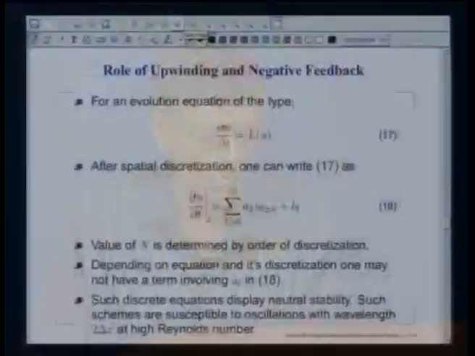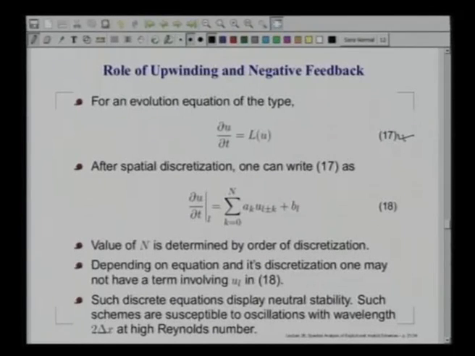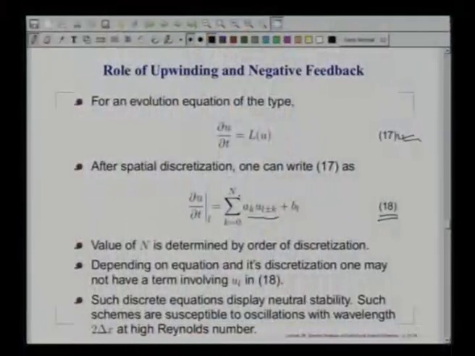Let us say we look at some kind of evolution equation like this, where L of u includes all the spatial derivatives. Then we can write down the spatially discretized scheme like equation 18, and you see there are all kinds of terms involved here. K goes from 0 to n, determined by the order of the scheme. We have seen that if we take a second order scheme we need 3 points, for a fourth order scheme we need 5 points, and for a sixth order scheme we need 7 points. So, n is determined by the order.